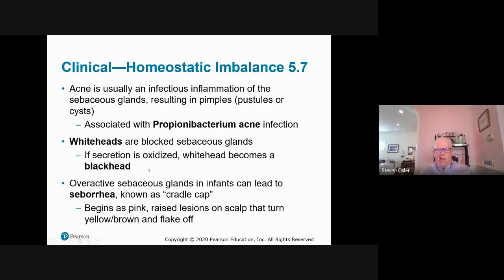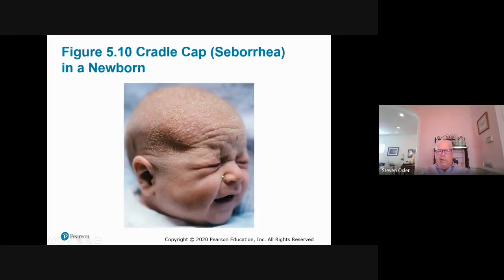Okay? There are also sebaceous glands in infants on their head because they're eventually going to get hair. But if they overreact, you can get a disease in infants called seborrhea. Seborrhea is known as cradle cap. Okay, and it produces a flaky scalp. Here is a picture of it. This is cradle cap. This is due to overactive sebaceous glands in a newborn infant.